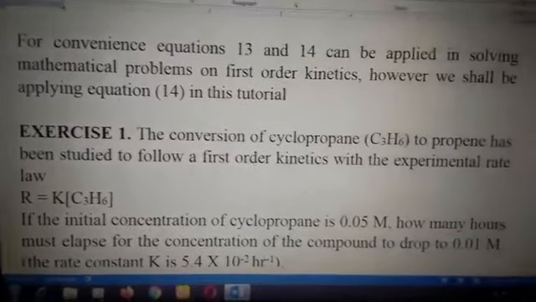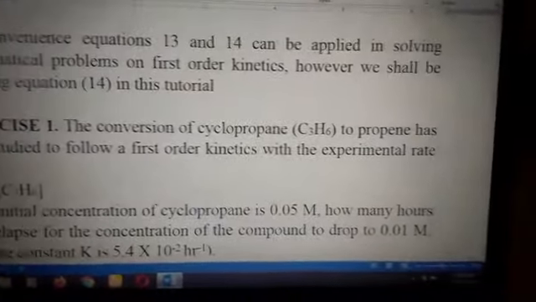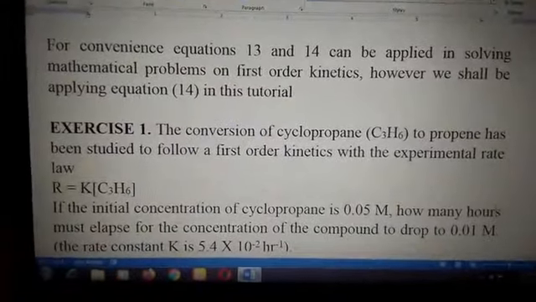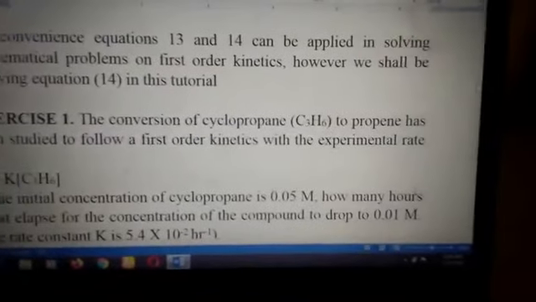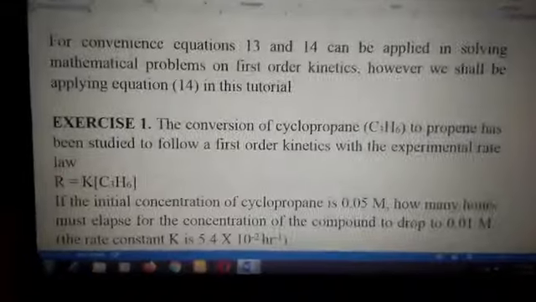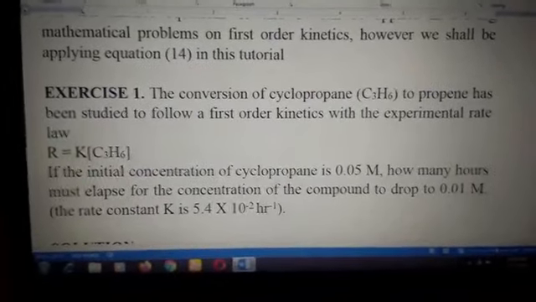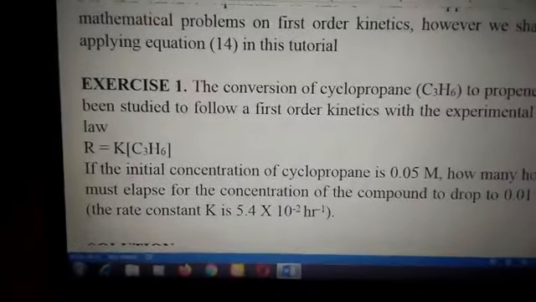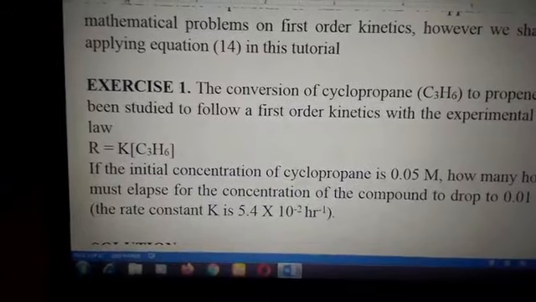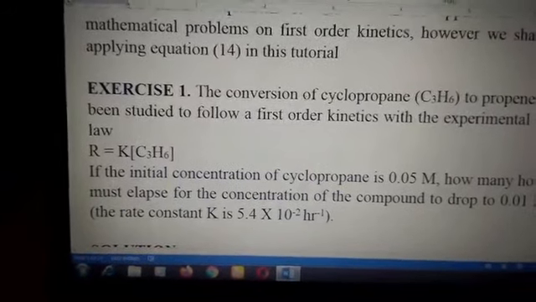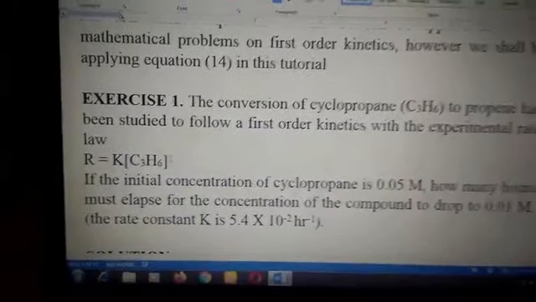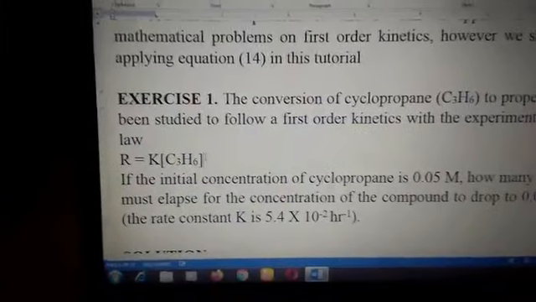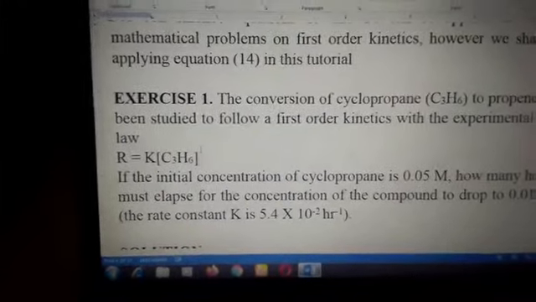Exercise 1 says the conversion of cyclopropane, C3H6, to propene has been studied to follow first order kinetics with experimental rate law R equal to k[C3H6]. You look at that rate law before you even continue. That rate law shows that the reaction is a first order reaction. How do you know? You look at the C3H6 where my cursor is now. The power to which the cyclopropane is raised is 1.